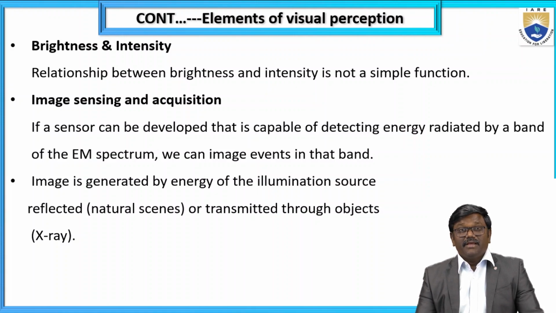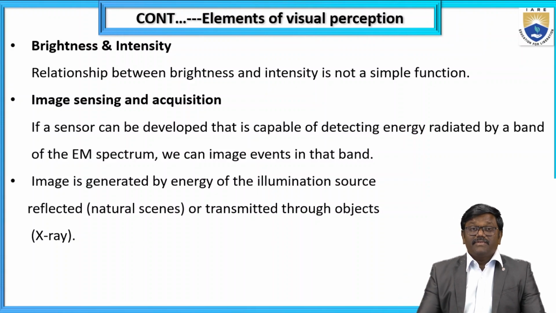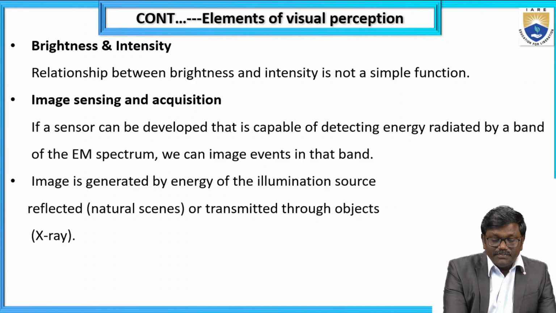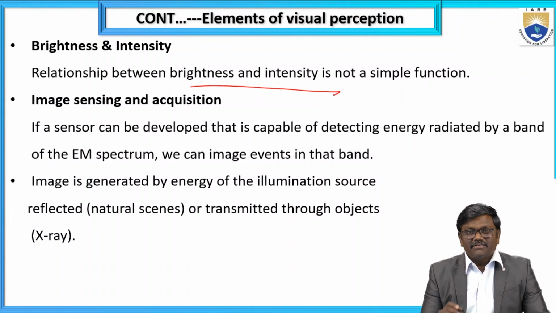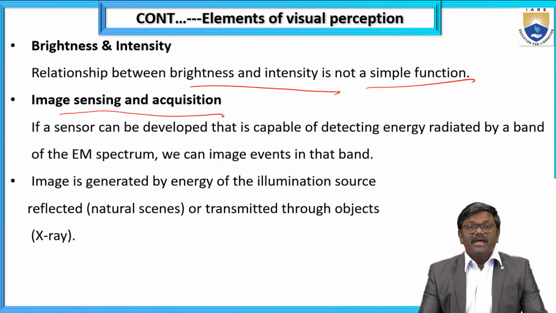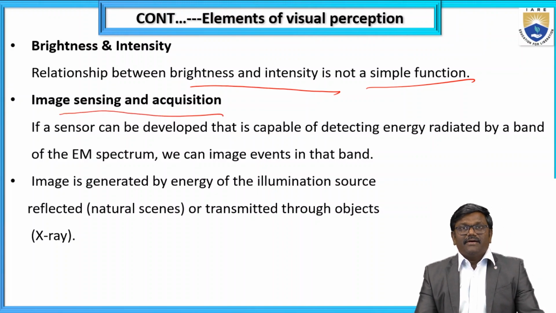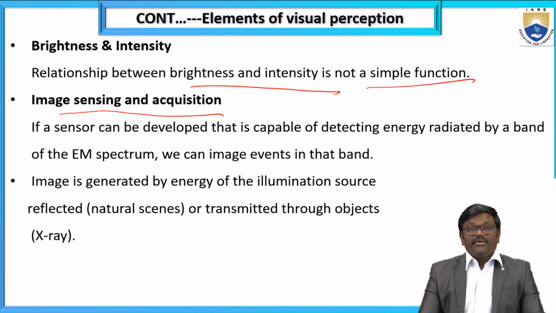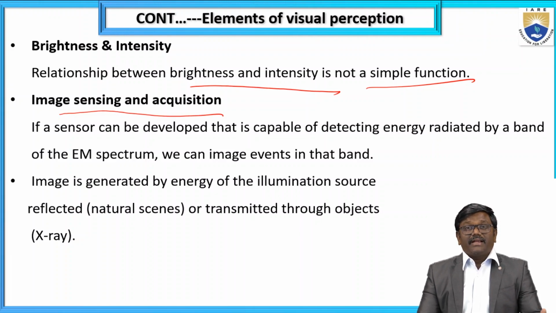brightness and intensity of the particular image which you give, as in the previous discussion about the block diagram. There we concentrated on the relation between brightness and intensity, which is not a simple function. It is in terms of image sensing and acquisition. What do we mean by image sensing and acquisition? If a sensor can be developed that is capable of detecting energy radiated by a band of the EM spectrum, we can image events in that band.